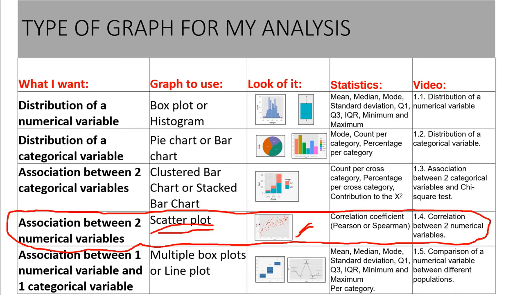So the y-axis will be, for example, the height, and the x-axis would be the blood pressure. And you would see if there is an increasing trend or not. If there is a trend, it means that they would be related, okay? They would be associated. The statistical test that you would use is the correlation coefficient, either Pearson or Spearman. We will see that in video 1.4, correlation between two numerical variables. Okay, so that's an example.